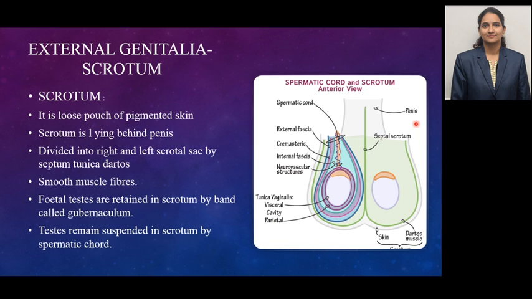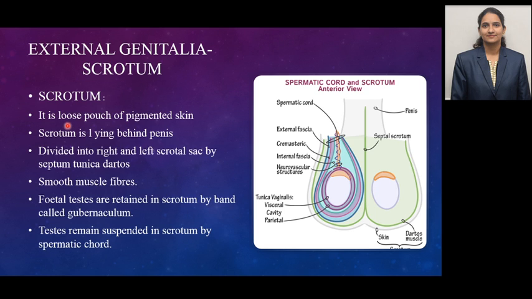Move towards the next external genitalia, that is scrotum. Scrotum is a sac-like structure in which testes are suspended. Scrotum sac is external to the abdominal cavity. Why is it external to the abdominal cavity? Because testes require a 2 to 3 degree lower temperature than the normal body temperature to function at their optimum for production of sperms. If they are within the body, there will be a malfunctioning of testes. Hence, they are suspended in this scrotal sac outside the abdominal cavity.